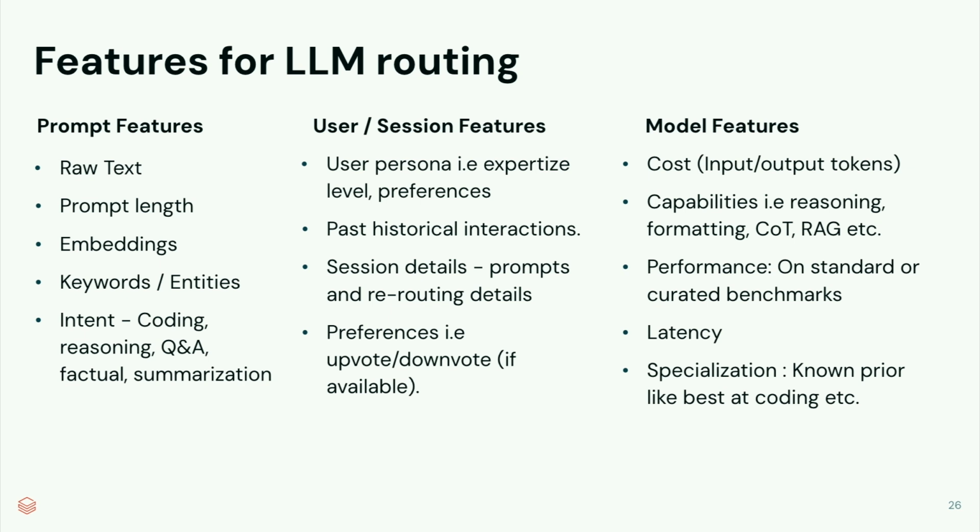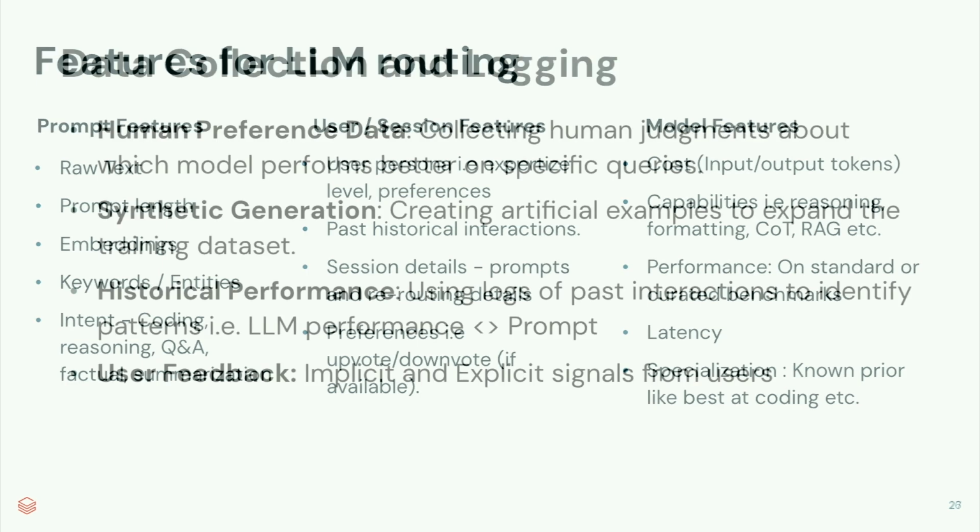On the model feature side, we are talking about the input and output token cost, which is the most important feature that we are optimizing for. Then the capability of the model, whether it's reasoning, RAG, chain of thought, or simply good for coding or something. Performance on the standard benchmark, to understand that if the query is similar to some benchmark, which is the low cost model you can go with. And latency of the model, because this is also related to user satisfaction, and any prior knowledge.